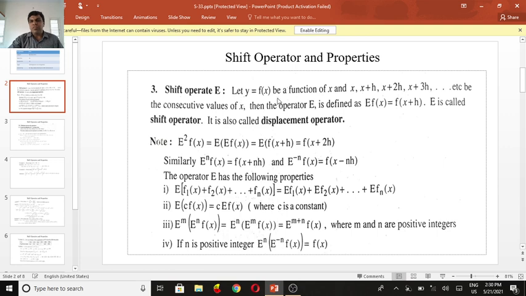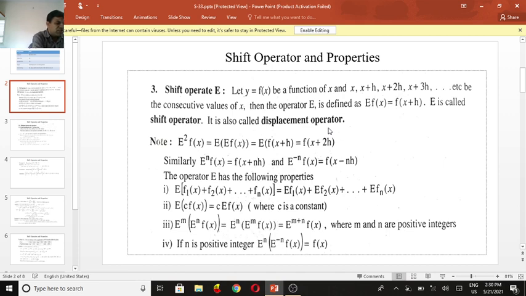Let y equal to f of x be a function of x, and x plus h, x plus 2h, x plus 3h, etc. be the consecutive values of x. Then the operator E is defined as E f of x equal to f of x plus h. E is called a shifting operator, or it is also called a displacement operator.